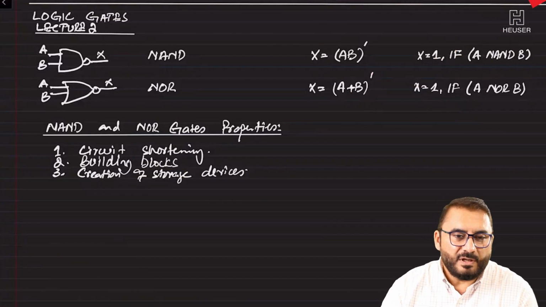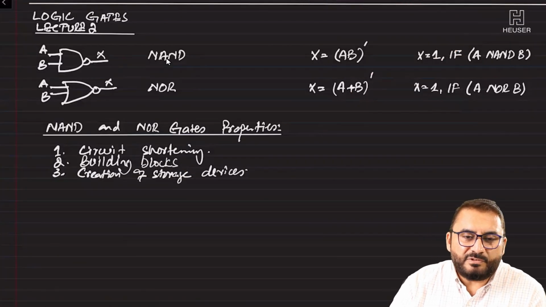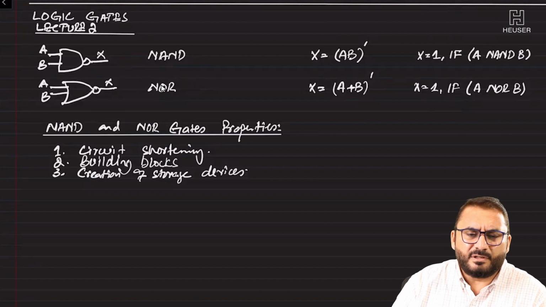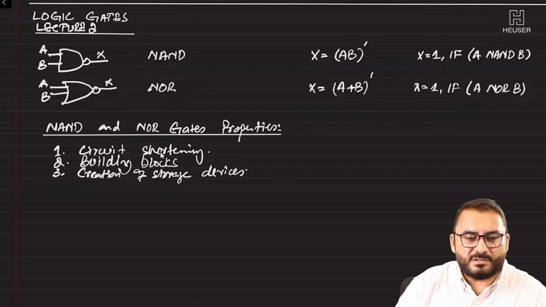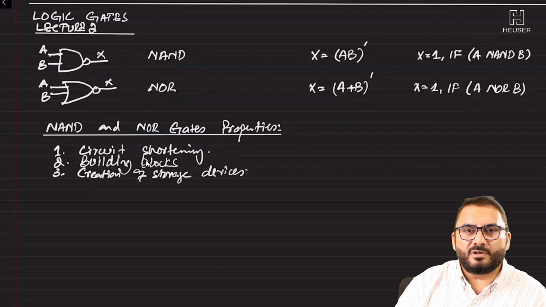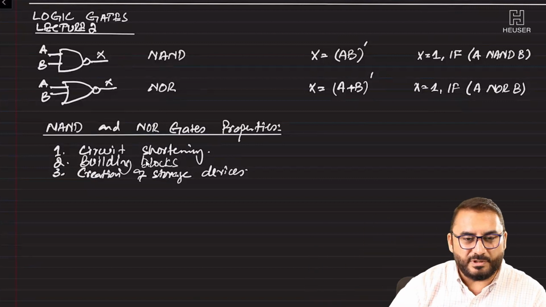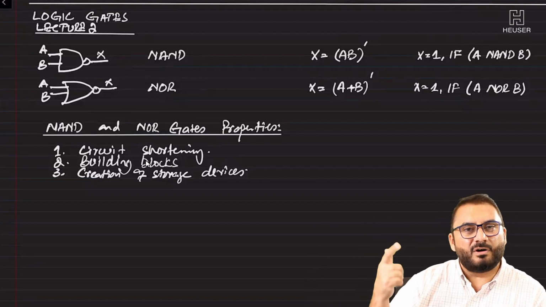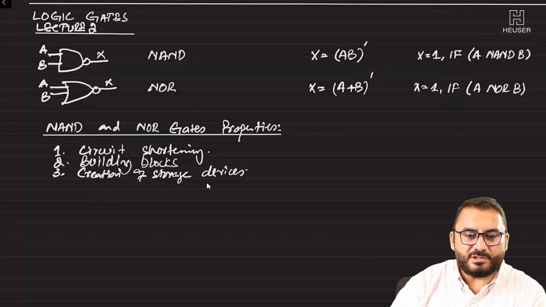So let's see. This is the NAND gate, which is basically the inverse of the AND gate, and this is the NOR gate, which is basically the reverse of the OR gate. So there are properties attached to them. The first property is circuit shortening. The second one is building blocks, where we can use NAND and NOR to replace any other gate or the whole circuit just by a NAND gate or NOR gate. Then the creation of storage devices.